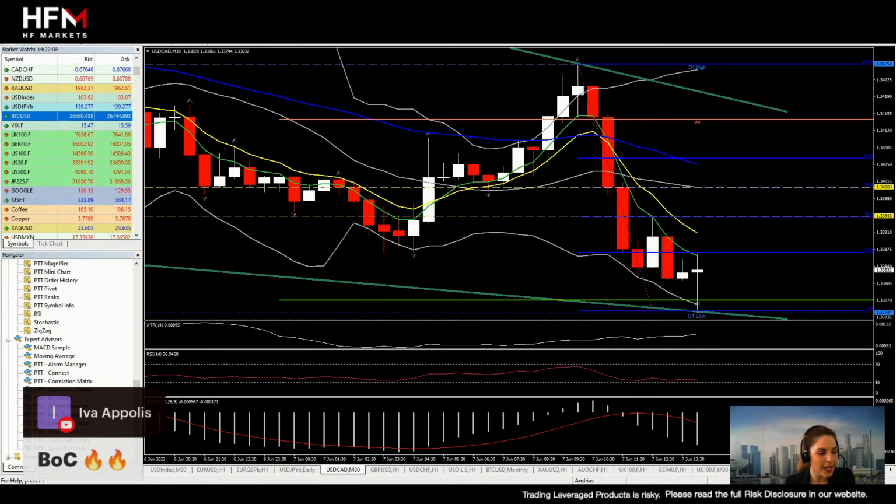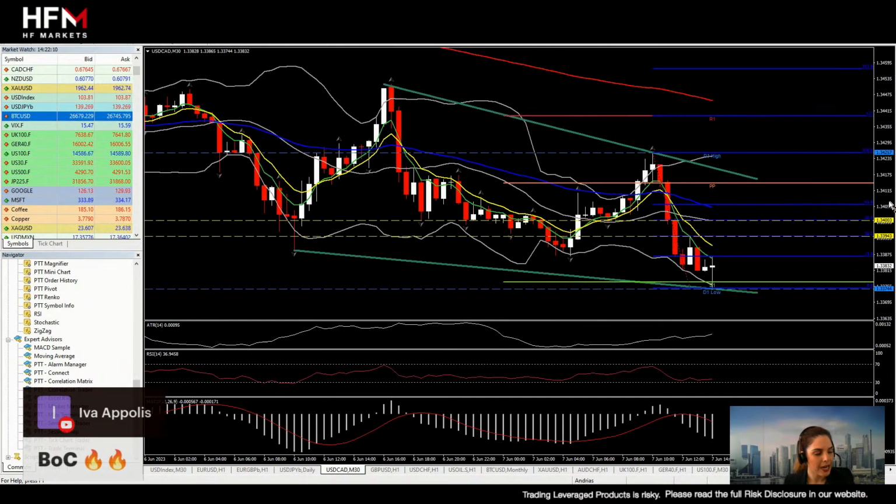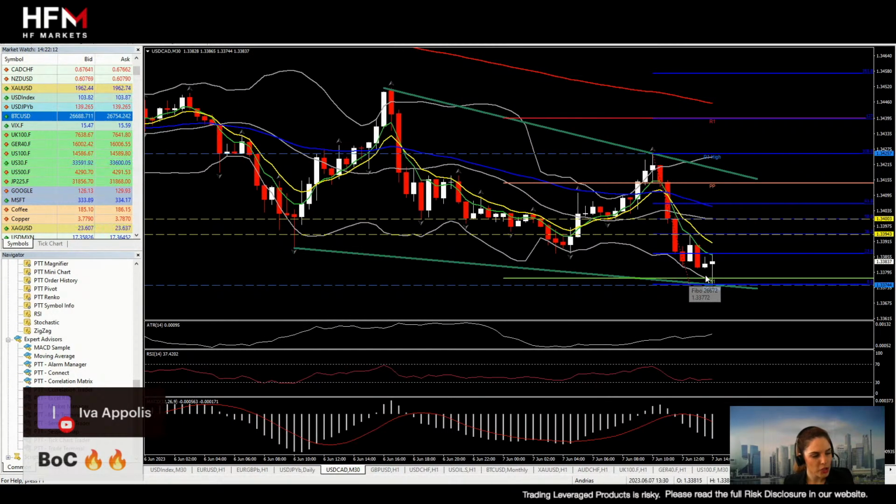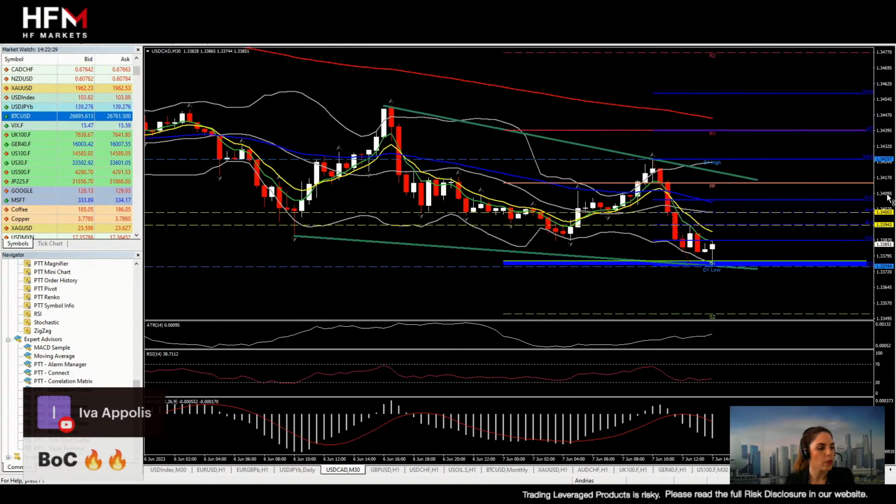To the downside, as I said, the low of the day, which is just a breath below the very first support, could be considered an immediate support area of the dollar CAD, 133.75. If it breaks, it could open the doors to 133.50, and so on and so forth. So hopefully I have covered dollar CAD.